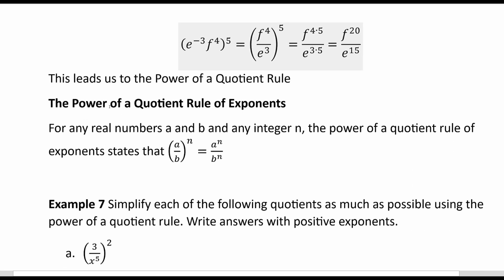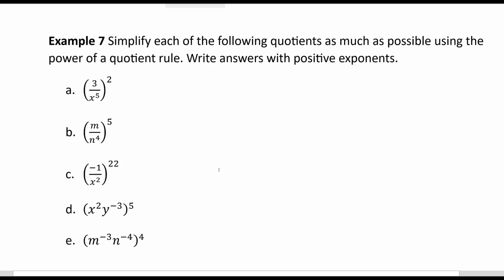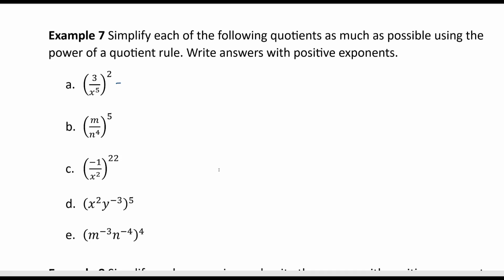Which brings us to the power of a quotient rule of exponents. a over b to the n is a to the n over b to the n. So we have 3 squared over x to the 5 times 2, so 9 over x to the 10.